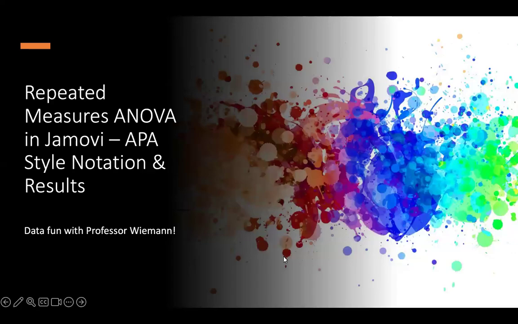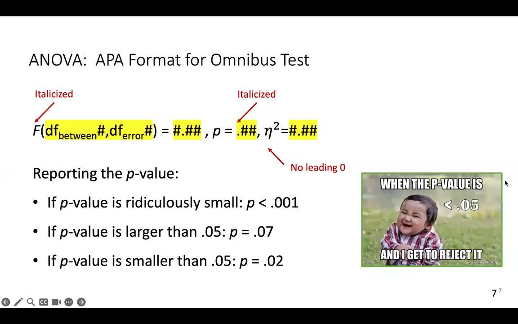All right, so here we are in the second to last video in this series on repeated measures ANOVA. This is APA style notation and results using the Jamovi output. For this, the first thing you want to do is report the omnibus test, which again is the overall result. So this is how you would write this out in APA style notation.